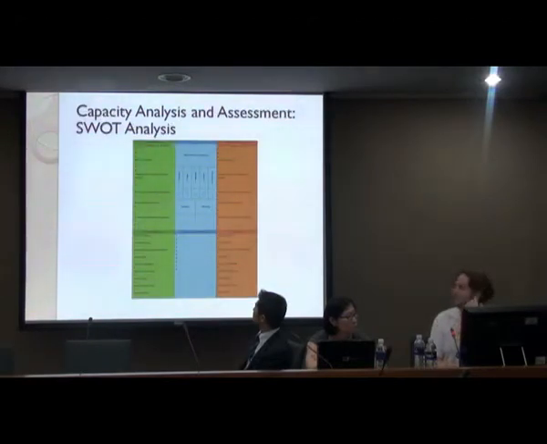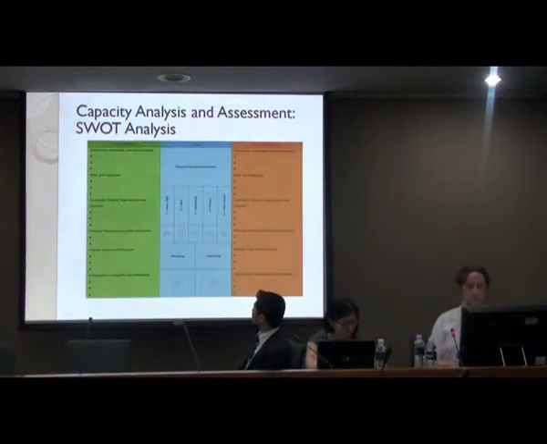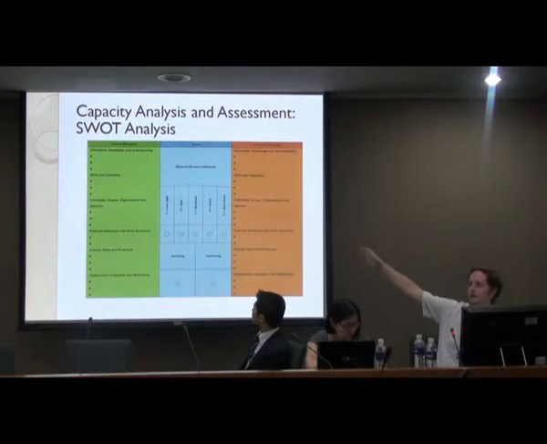And then for the final tool, for the capacity analysis, we use something which is a combination of SWOT analysis and something called H charts or H diagrams, which were developed by UNDP as part of their VCA approach. So just to look in a little bit of detail, at the top we have internal strengths and weaknesses. So the strengths on the left, the weaknesses on the right.